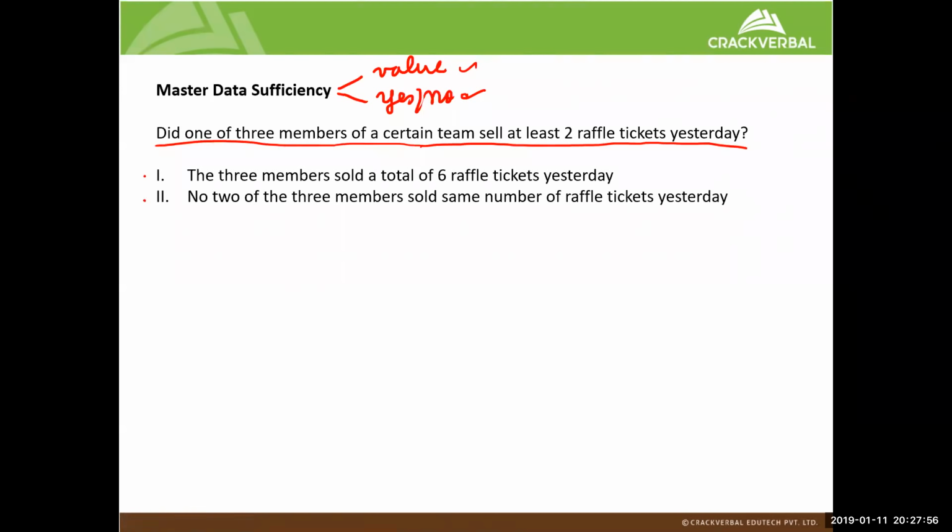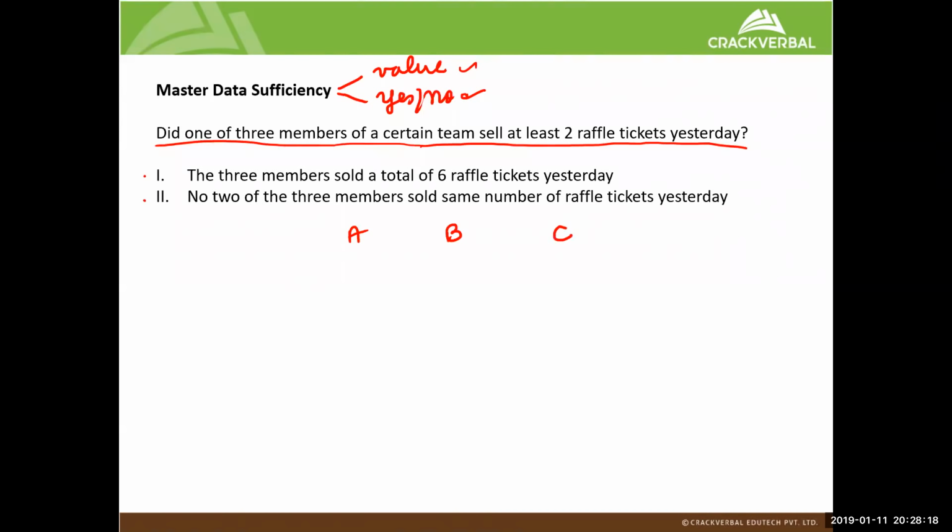What you'll have to do is use the additional piece of information and check whether it is actually enough information to answer the question. So the first statement says the three members sold a total of 6 raffle tickets yesterday. So we have three members, A, B, C, and I know they sold a total of 6 raffle tickets yesterday.